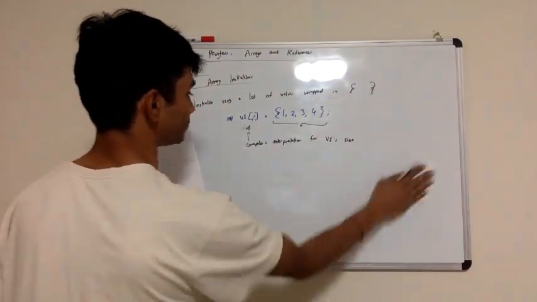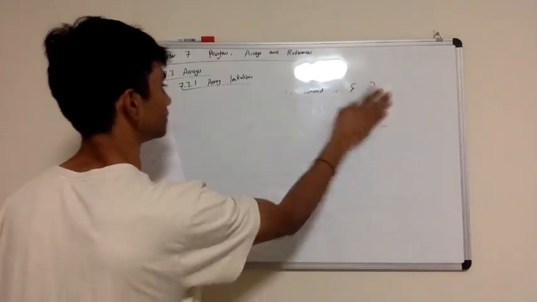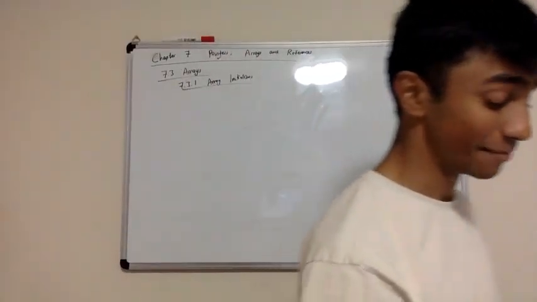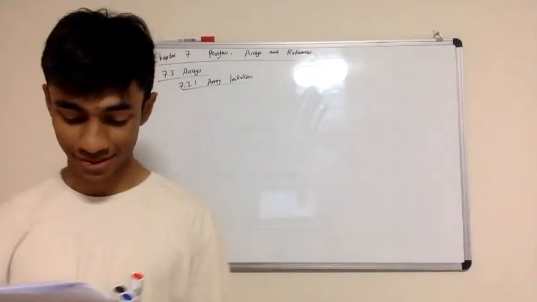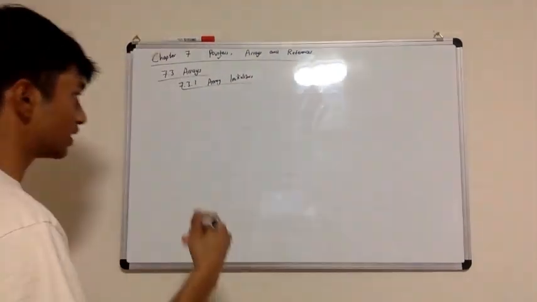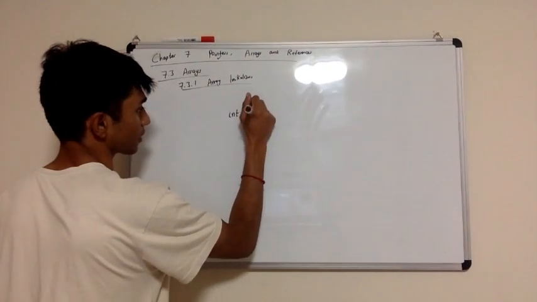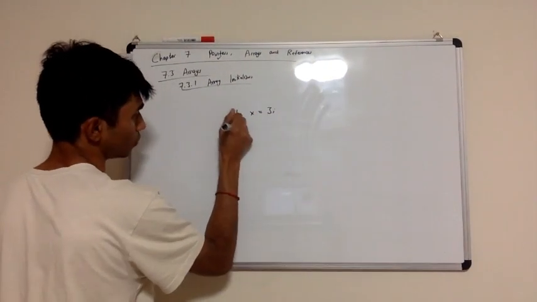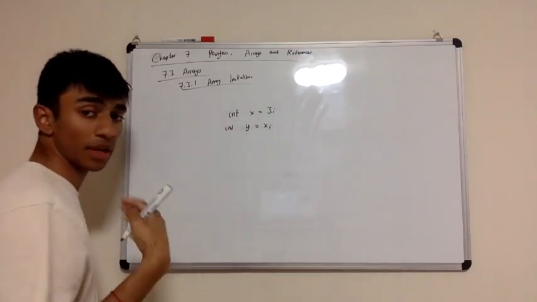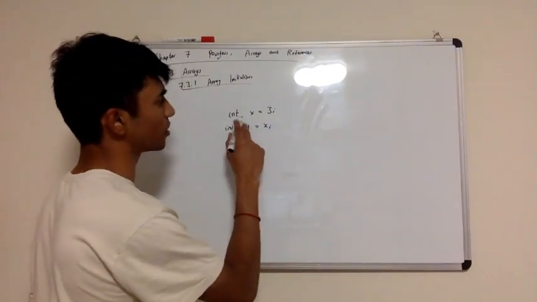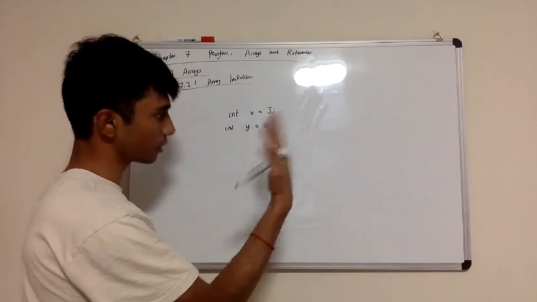Now we'll get interesting. This part is about memory with arrays. Just a bit of background. Let's say we had code that looks like this: int x equals 3, int y equals x. To talk about what happens in memory, firstly, remember that integers are typically 4 bytes, 32 bits.